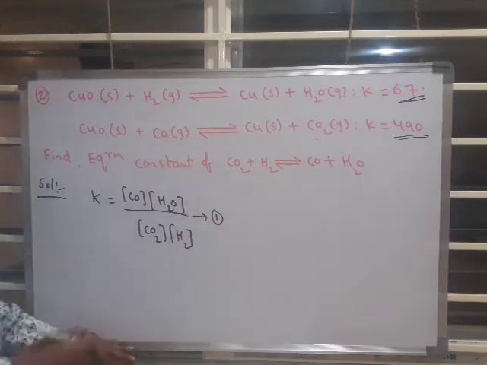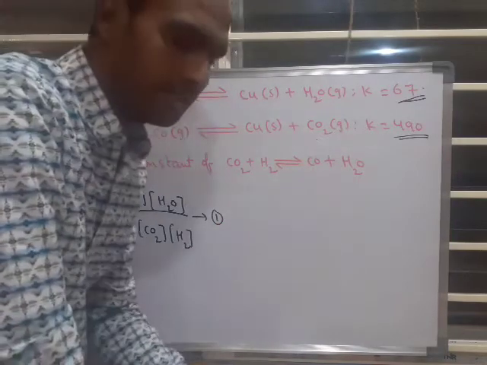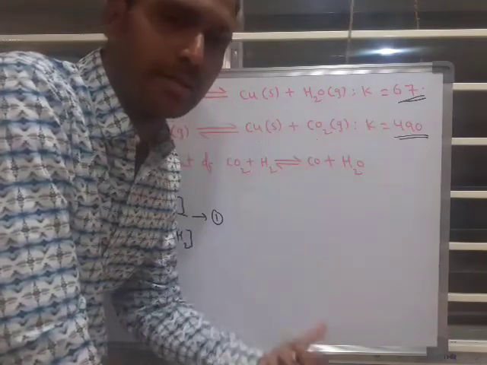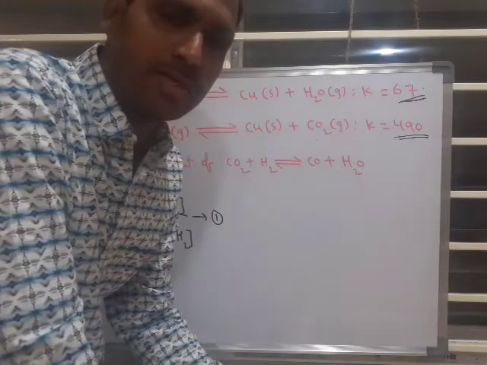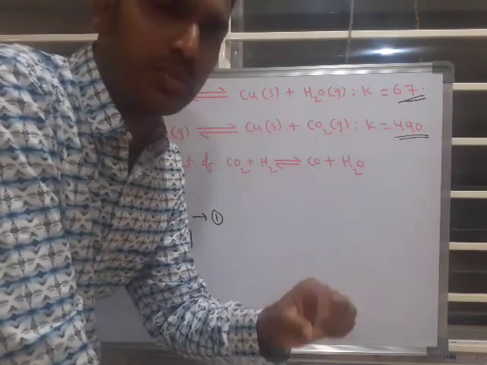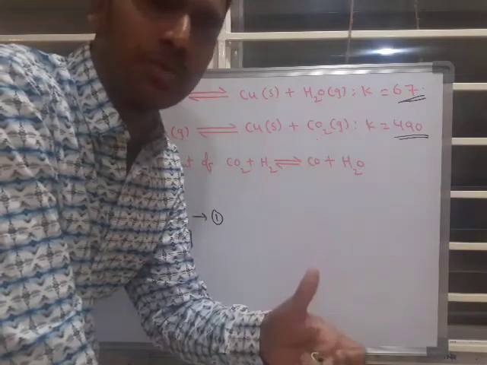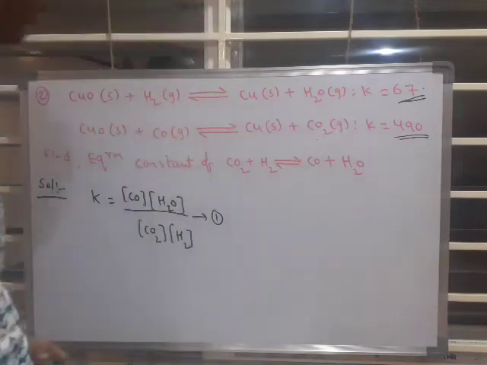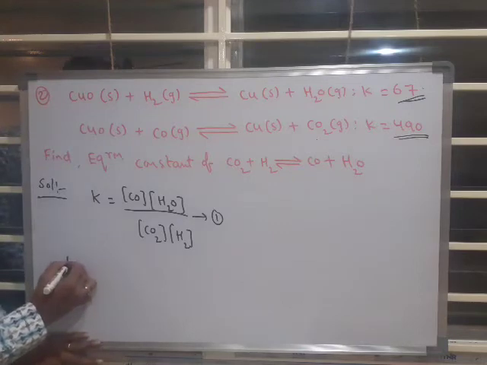So how to obtain this K? We have to find the direct numerical relation first. After getting the relation only, we are able to substitute the numerical values. So what is the K1?